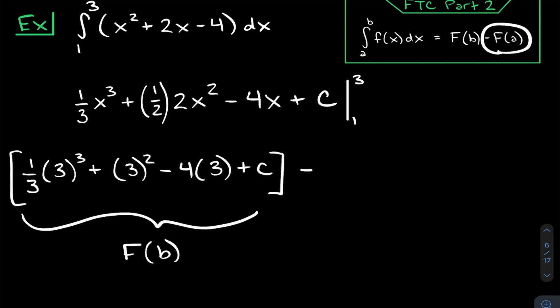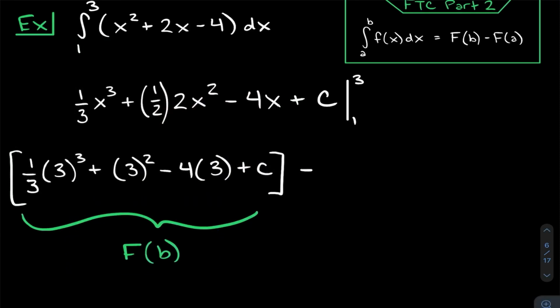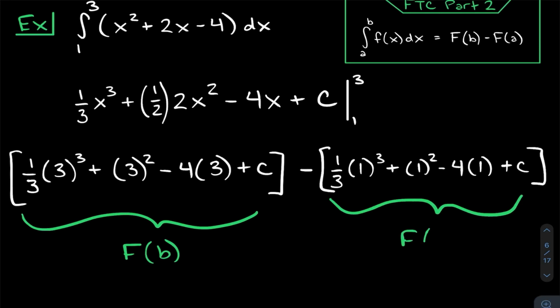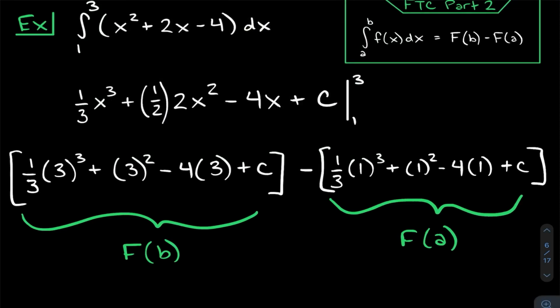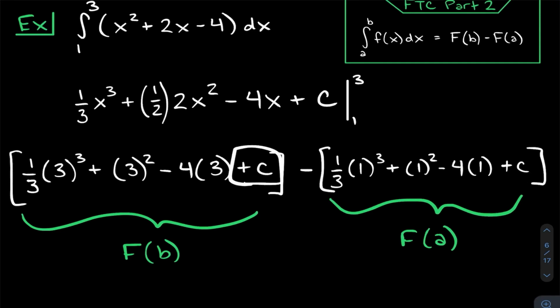Now we're going to subtract F of a. That's going to be the exact same thing, but now we're plugging in 1. And so we get 1/3 times 1 cubed plus 1 squared minus 4 times 1 plus c. This guy's capital F of a. Okay? Notice right away that the c's go away, right? When we try to simplify all this and we combine all these terms, we get a c minus a c, and so the c's go away. And when you're doing definite integration, you don't need to worry about the c's. Just forget about that. The only time where you really care about using the plus c is going to be in indefinite integration. Okay.